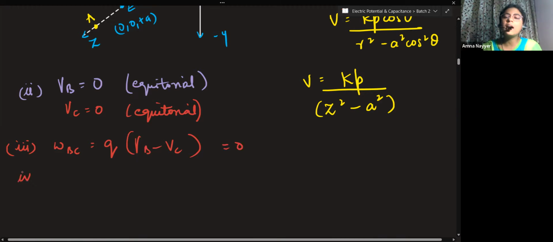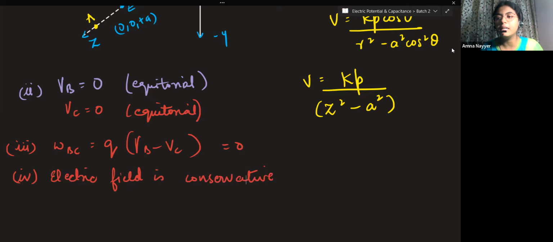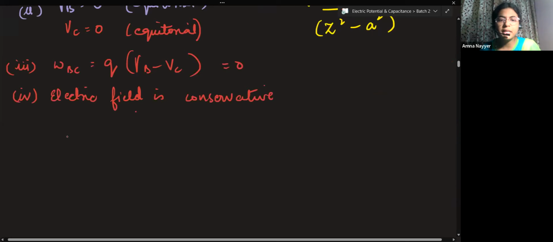The fourth part asks us whether work is conservative or not. You see, electric field is always conservative. It means work done is path independent. This we have already discussed. This makes work done path independent.